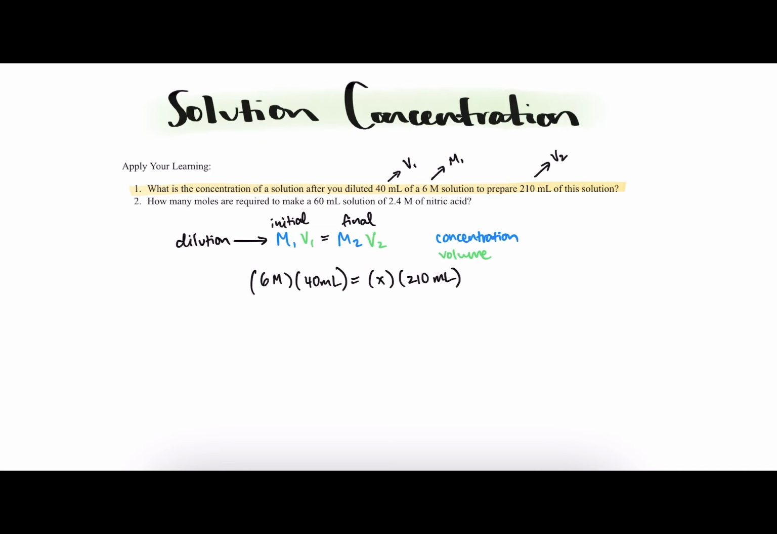So let's go ahead and multiply out our algebraic equation. We can just solve this like any other math problem now. We have 240 on the left and 210 times x on the right. We can divide both sides by 210 to find that x equals 1.14.